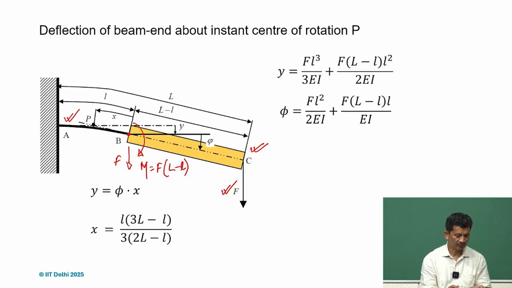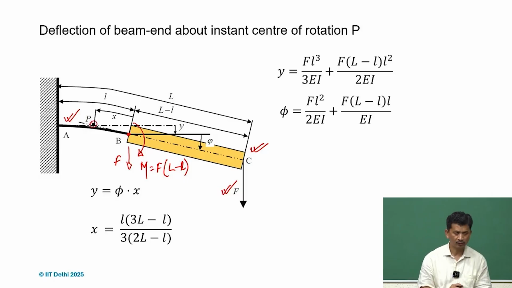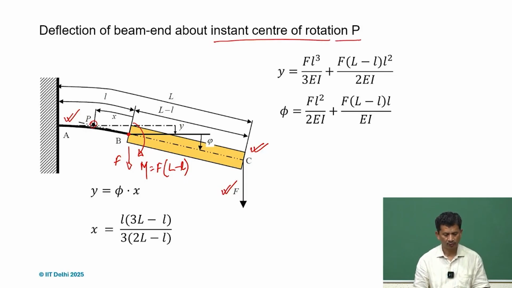At section AB, which is the functional element here, the compliant part, what will be the deflections? And we also realize that if a force is applied at C, the element BC will also rotate about a point P. So there will be a center of rotation, which we call the instant center of rotation P. We'll try to calculate the location of P.